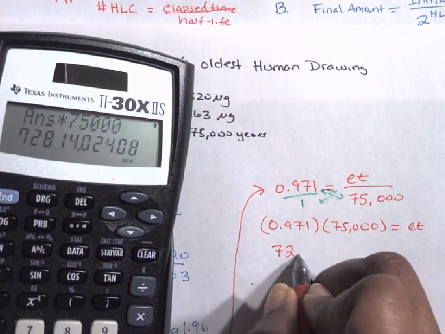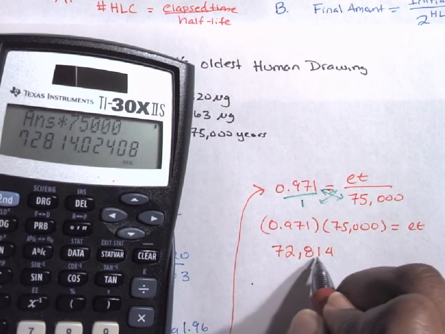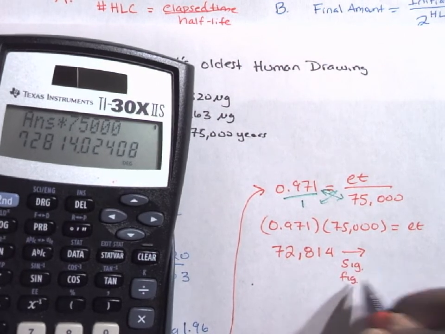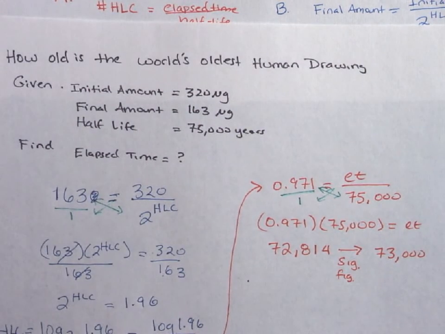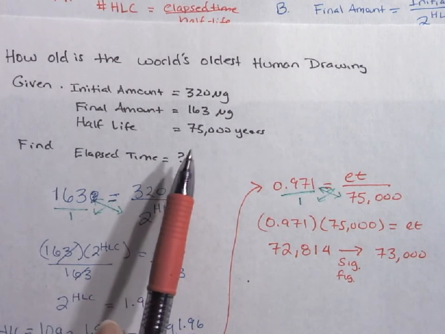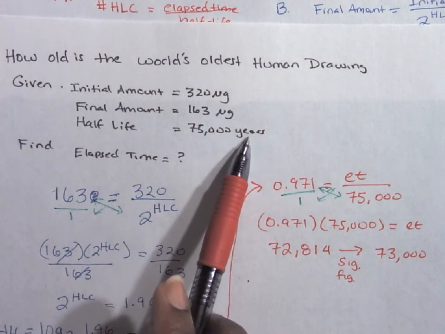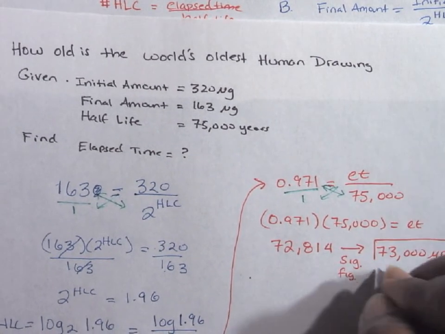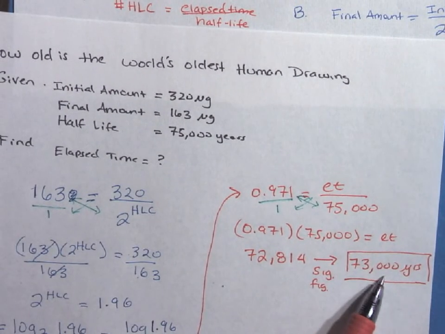So I'll show you what I mean by that. The number I got in my calculator was this, 72,814, but I'm going to round it using sig figs, which we'll practice more later, and that will give you 73,000. Final thing is we want to check the units. So the elapsed time, we need a unit for time. Now, in our given information, the only other value that has time in it is half-life. We're going to have to use the same time that you find in a half-life. So this will be in years. Okay, so the answer to that question, how old is the world's oldest human drawing, is 73,000 years.